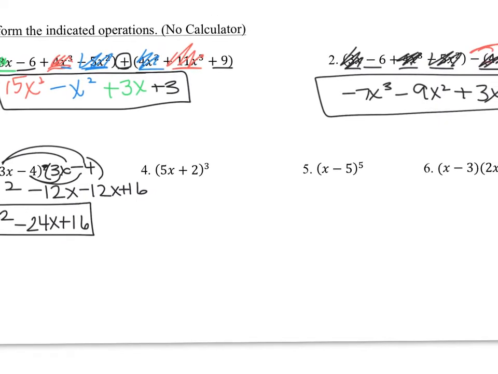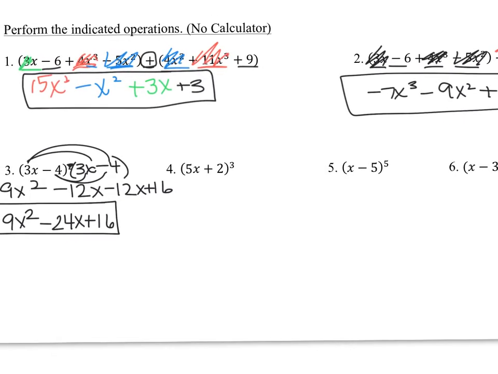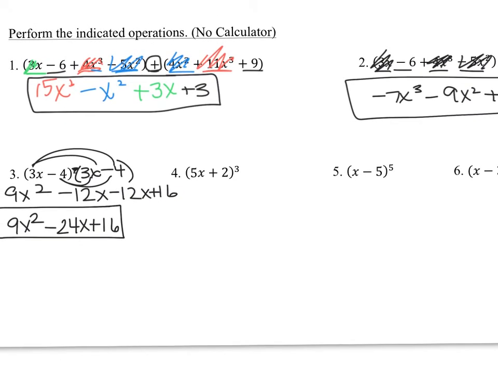So now if I look at number 5, 5x plus 2 all raised to the third power. So you have a couple of choices. You can either sit here and cross this out and write 5x plus 2 times 5x plus 2 times 5x plus 2, or you can use Pascal's triangle to expand it. So I'm going to do that.